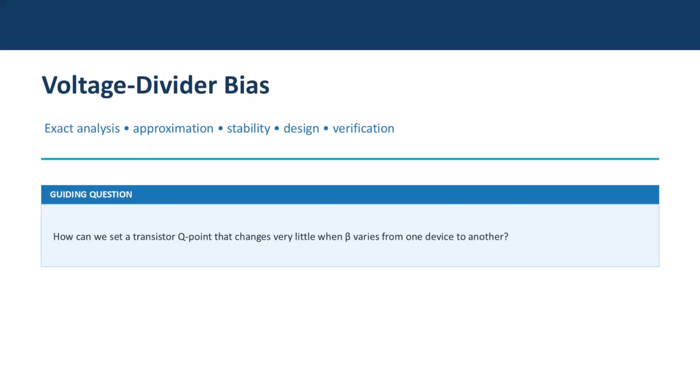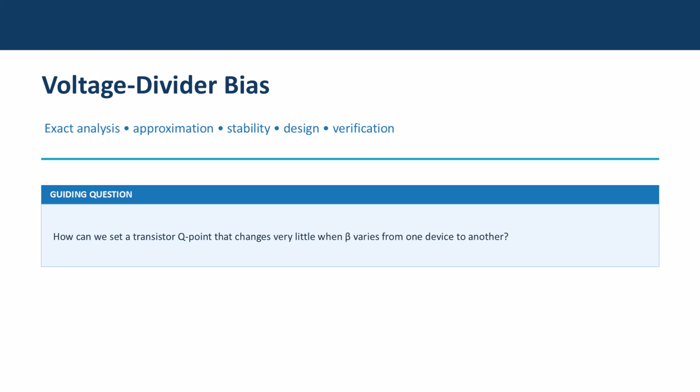A stable amplifier begins with a stable DC operating point. In this lesson, we study voltage divider bias for a silicon NPN transistor. We will see how the divider establishes base voltage, how the emitter resistor supplies negative feedback, and how to calculate the Q point by exact and approximate methods.